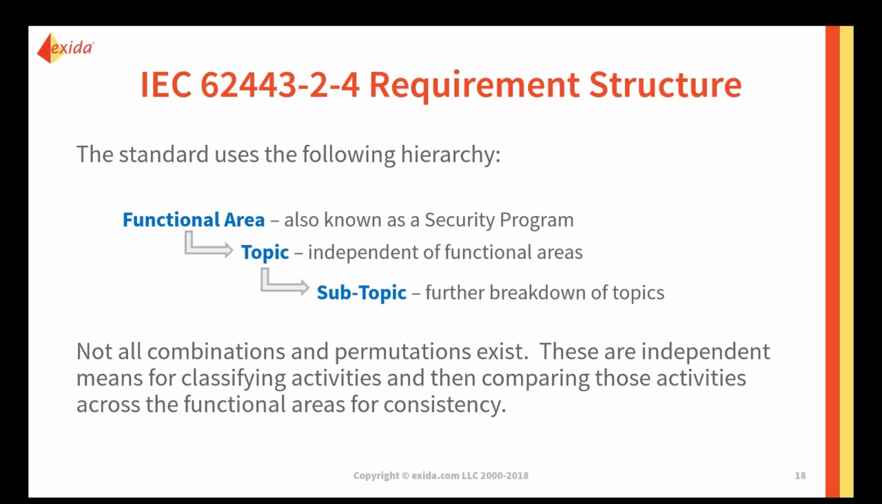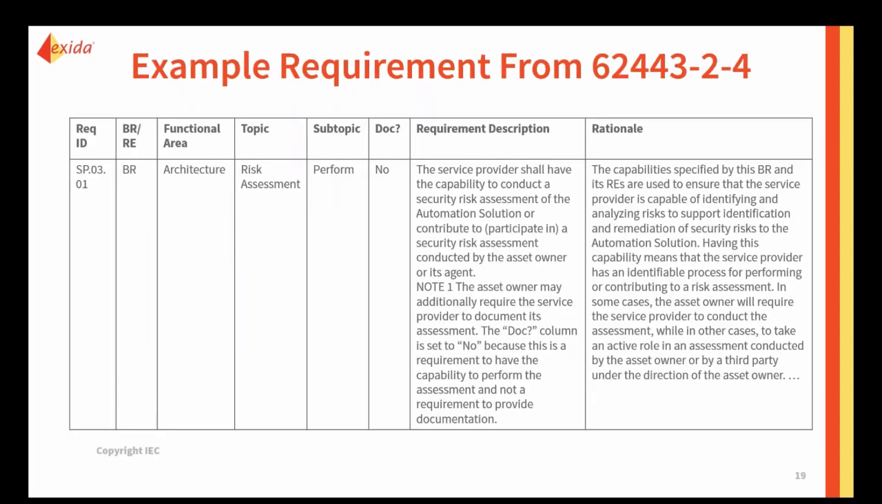They follow a specific hierarchy when documenting the requirements, and that is from a functional area to a topic and then to a subtopic. There are 12 different functional areas, which are known as the security program. Within that, there are 40 different topics that could apply to different functional areas. And then under each topic, you have a subtopic. Explaining it this way is kind of confusing, so what I like to do is go through an example from the standard and look at all of the columns and understand how they work together.